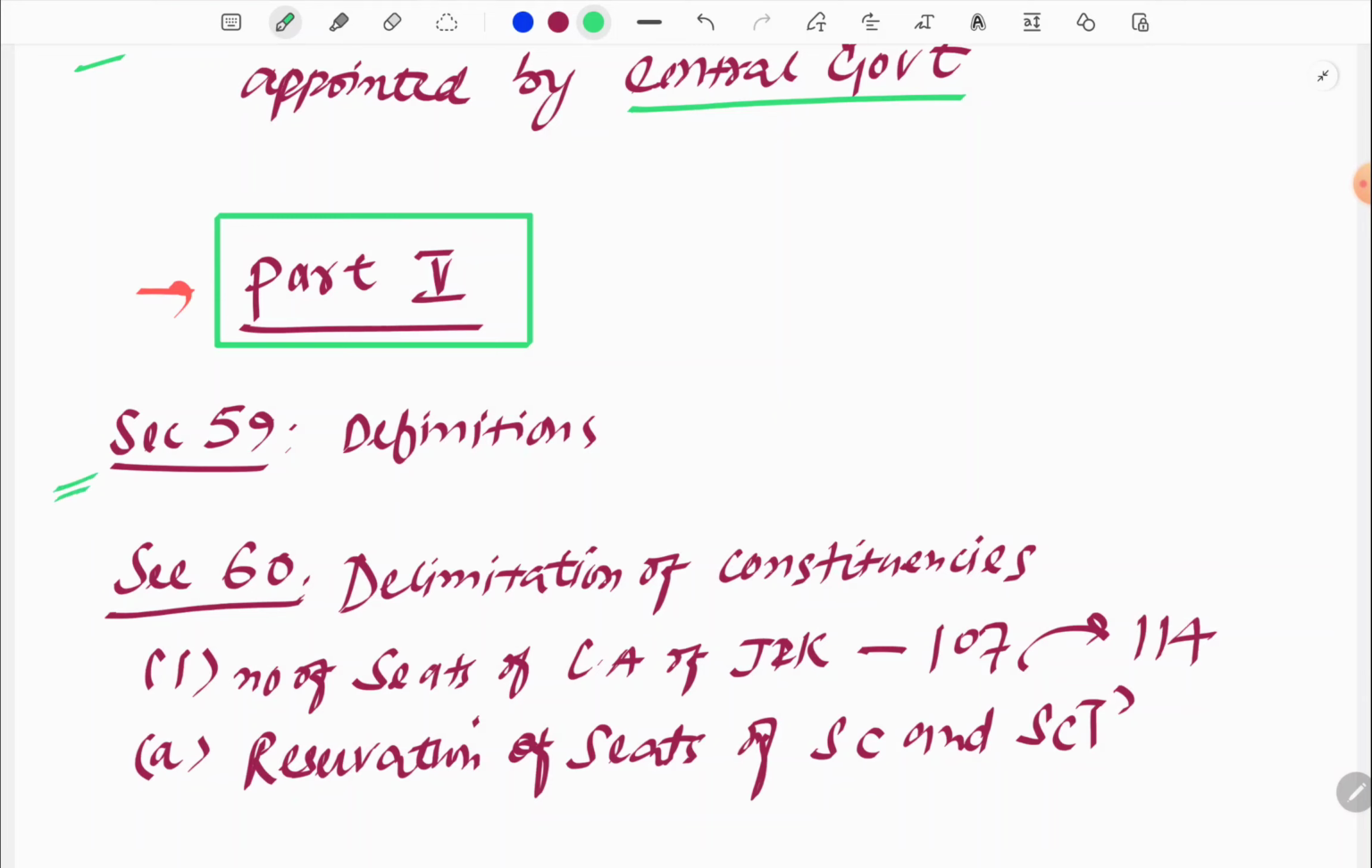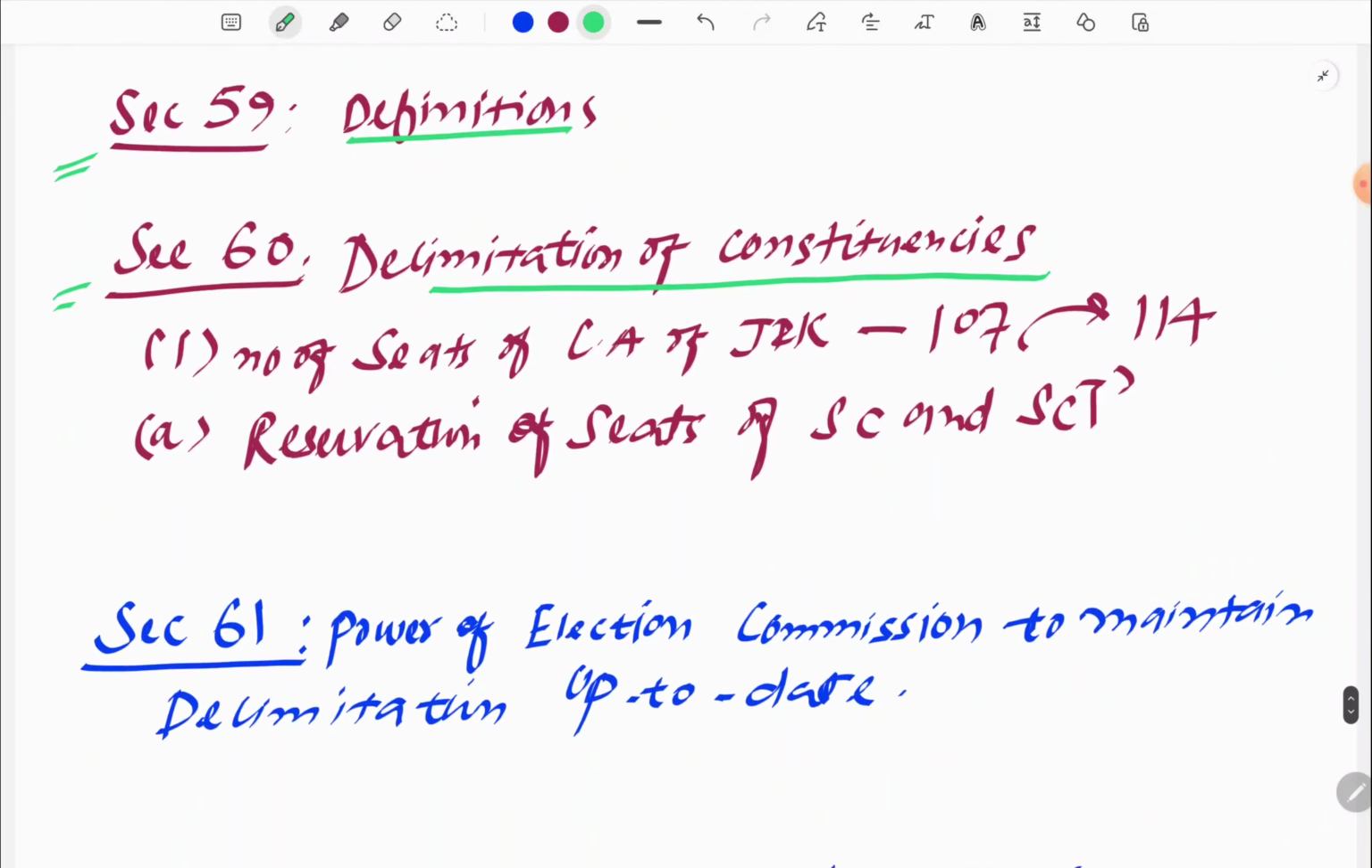Section 59, just like section 1 of the J&K Reorganization Act, deals with definitions. Section 60 deals with delimitation of constituencies, in which one important thing, which I already mentioned in previous videos, is that out of 107 seats, delimitation added 7 more and it became 140. Out of these 140, 24 were reserved for POK, and the remaining were 90 seats.